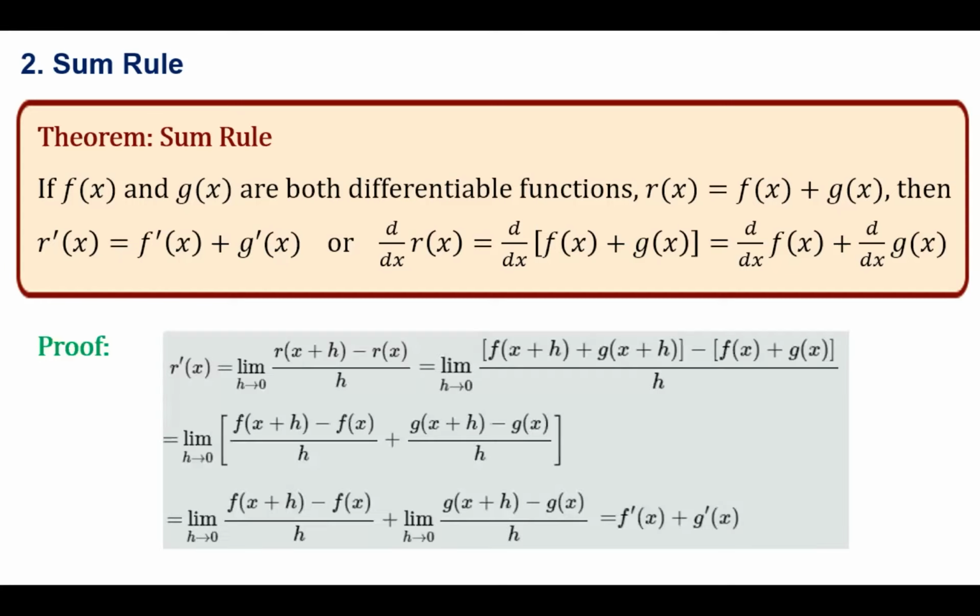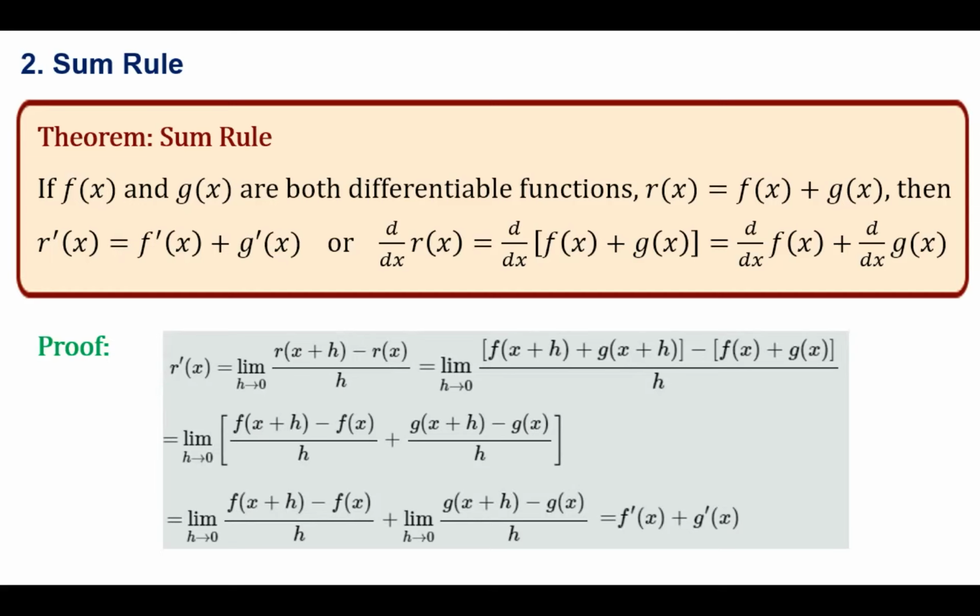Okay, let's have a look at the proof here. If you want to find the derivative of r(x), again, we can use the first principle rule, right? The derivative of r(x) is defined as the limit of (r(x+h) minus r(x)) over h as h approaches 0. Then we can substitute r(x+h) by f(x+h) plus g(x+h), then substitute r(x) by f(x) plus g(x). The denominator is still h, unchanged. So we evaluate this limit as h approaches 0.